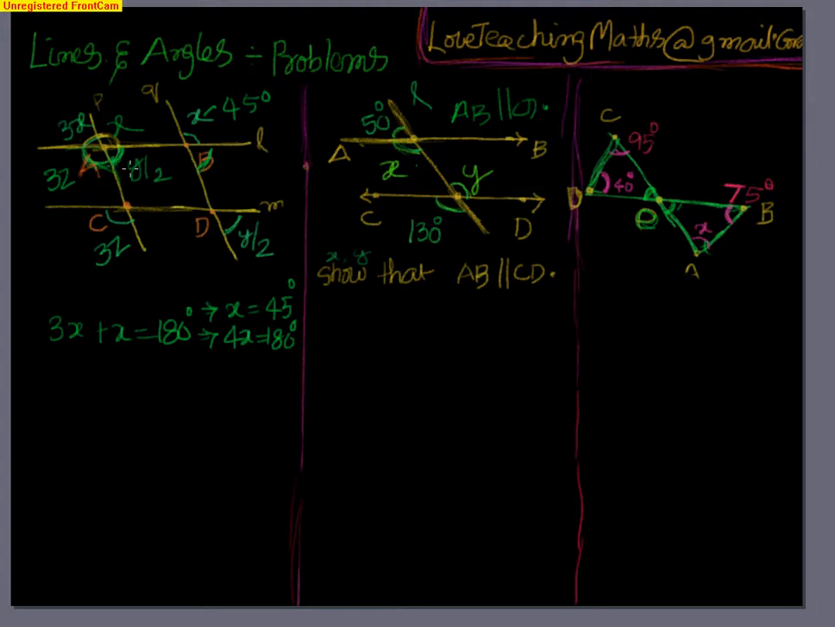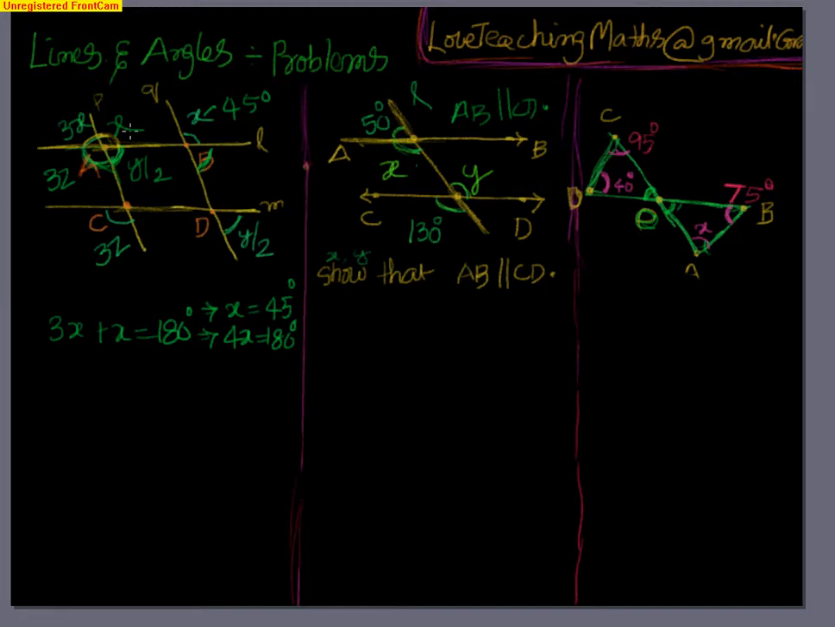Now once I know this, the remaining becomes pretty simple, because if I know x, I can equate it with this by opposite vertical angles. Similarly, I can equate with y as the vertically opposite angles, and I can find out the values of y and z. So let's go ahead and do that.